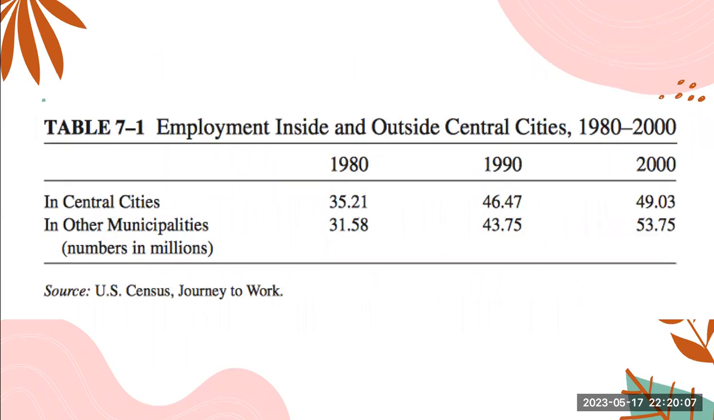In this table, this is in the United States. It shows the number of metropolitan jobs inside and outside central cities. So in the 1980s, we can see here that central cities had about 11% more jobs. But between 1980 and 2000, the central cities, as compared to other municipalities, grew slower. And by 2000, the central cities had 10% fewer jobs.